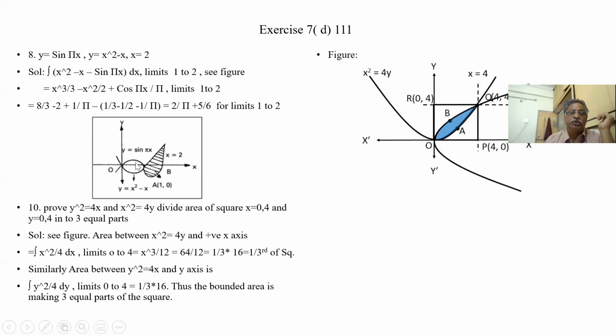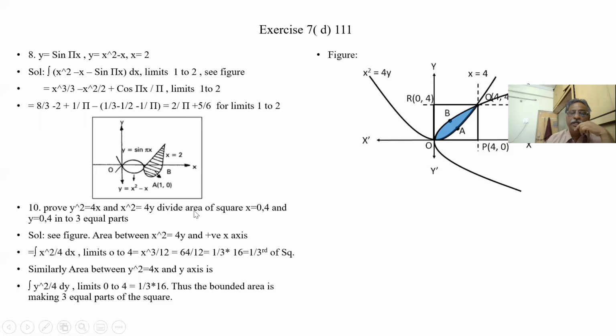If it is only asked between these 2 curves, but he is asking between 3 curves. This is x equal to 2. So the limit is 1 to 2, this minus this. This is nothing but the integral from 1 to 2 of x square minus x minus sine pi x dx. So basically x equal to 2 means he has given me one of the limits. The other limit I am getting from the intersecting point. When we solve this from 1 to 2, I am getting 2 by pi plus 5 by 6.